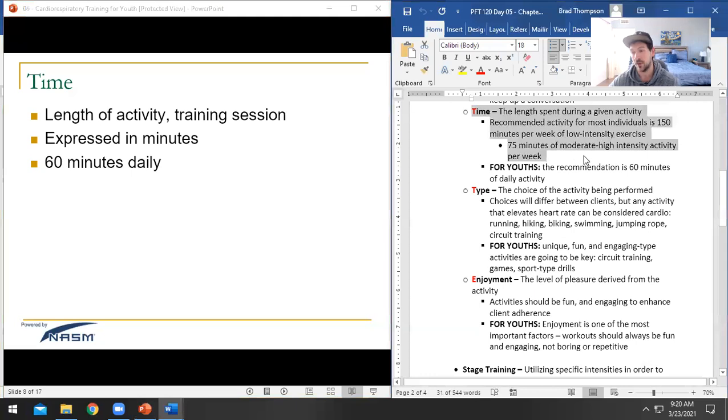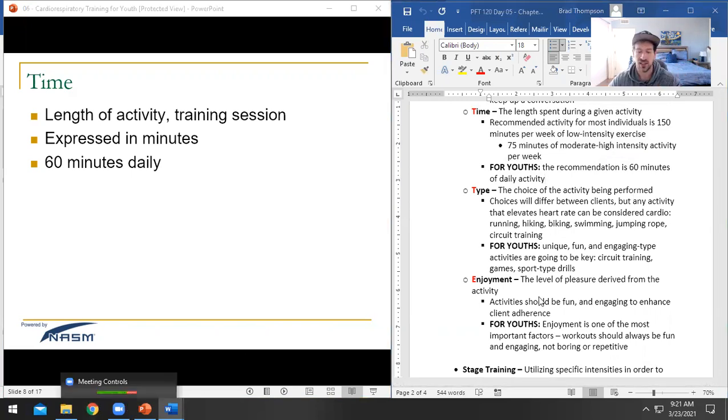Youths are a little bit different. If you ever want to go get the youth certification, the statistic changes a little bit. We're going to recommend 75 minutes of moderate to high intensity activity. What did I say? No, sorry, 60 minutes of daily activity. I just literally read this right here, even though I highlighted this a second before. So for your youth, it's going to be 60 minutes a day. It's an hour a day, right?